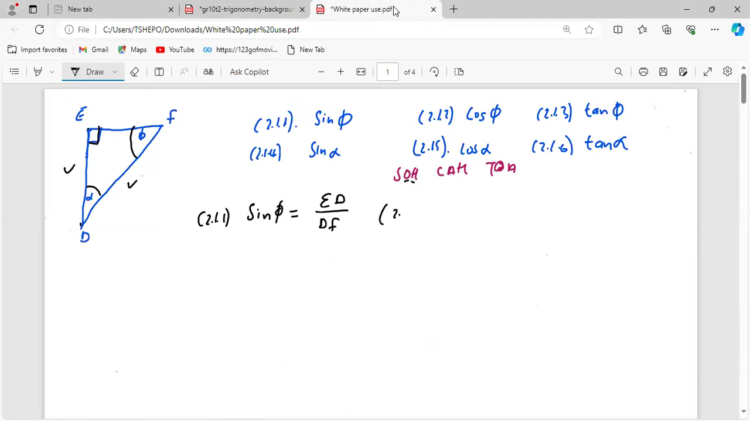Now let's move to 2.1.2, which is cos phi.